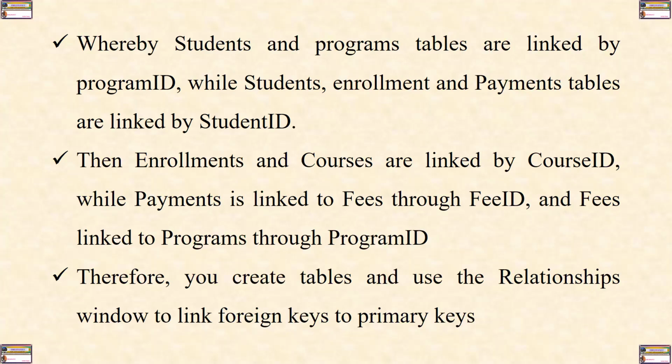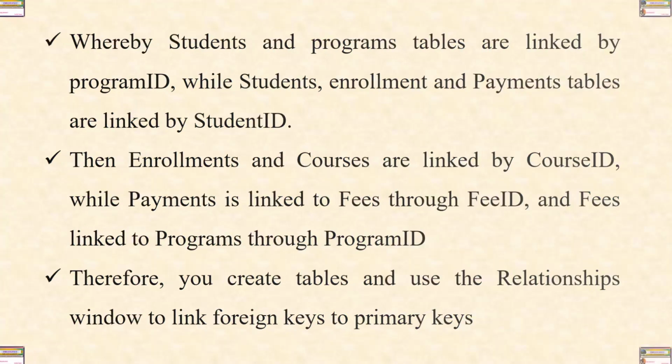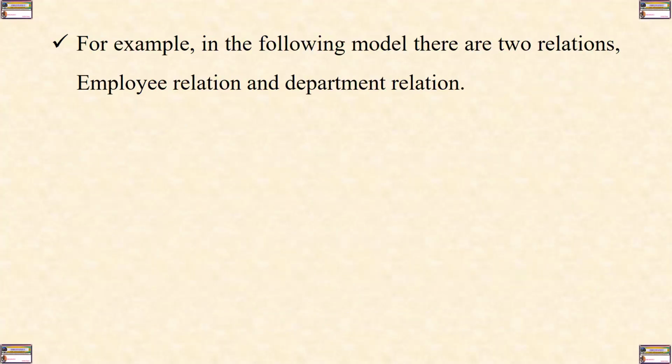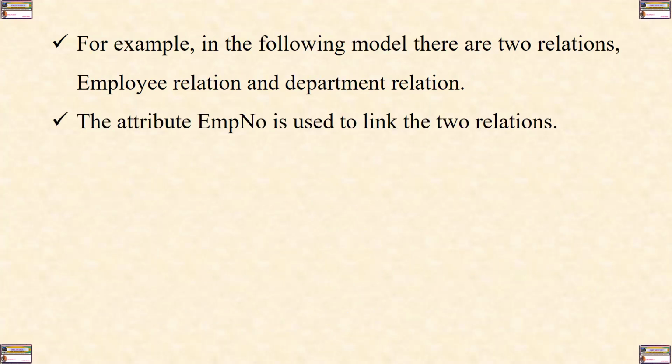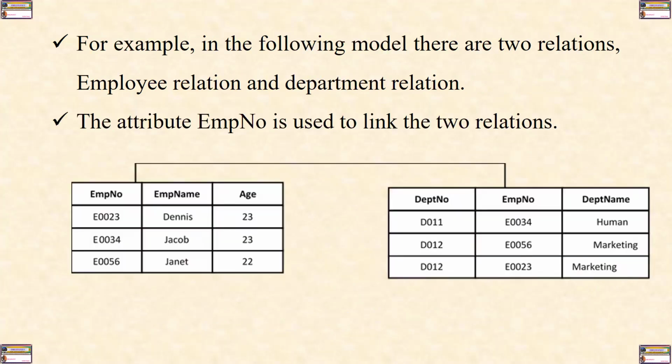Therefore, you create tables and use a relationships window to link foreign keys to primary keys, as we have just seen through the ERD. For example, in the following model, there are two relations, the employees relation and the department relation. The attribute employee number is used to link the two relations. So this is just an example of how a relational model looks.